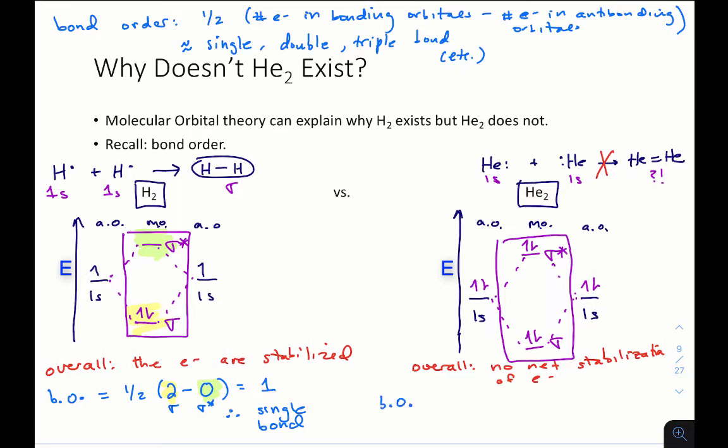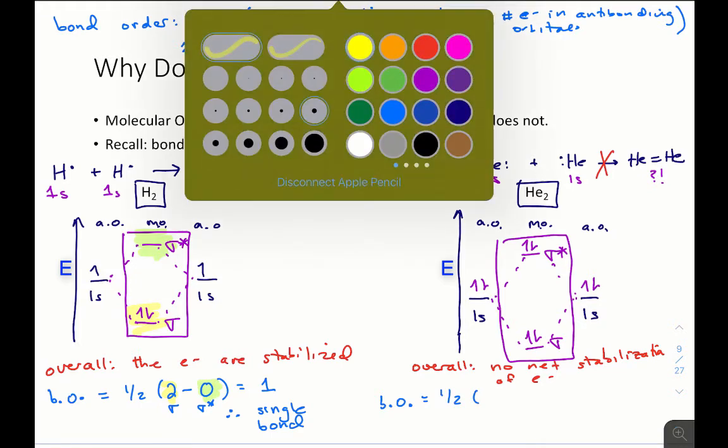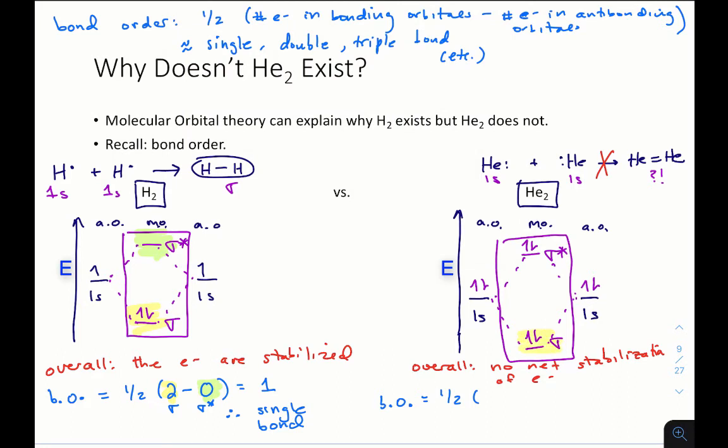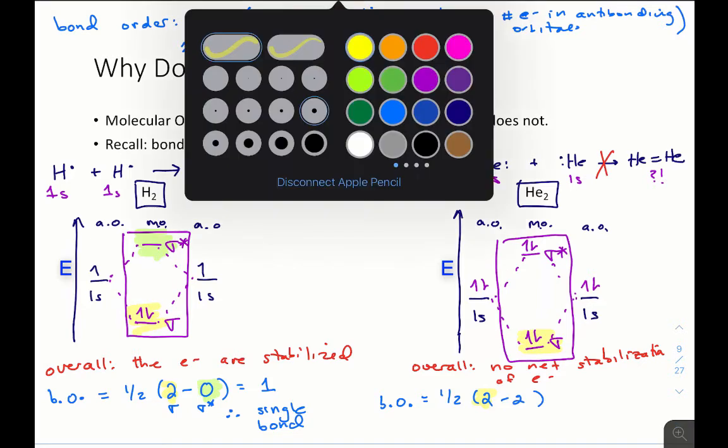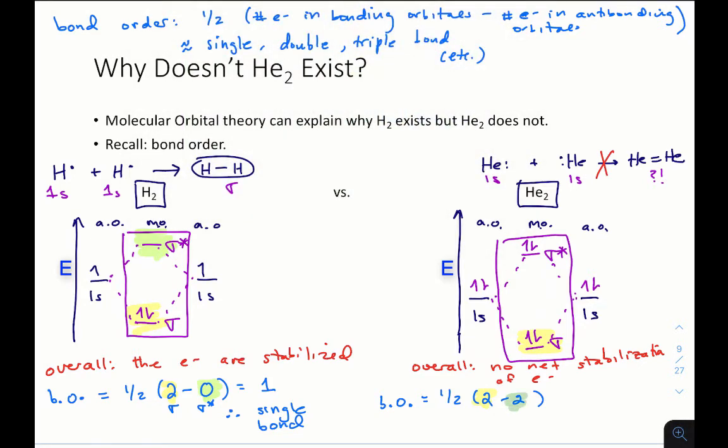However, for the helium molecule, the bond order again would be 1/2 the number of electrons in bonding orbitals. Those would be 2 electrons that occupy the sigma bonding orbital, minus the number of electrons in antibonding orbitals. There they are. There are 2 electrons in sigma star, 2 electrons in the antibonding orbital. Well, 1/2 of 2 minus 2, 1/2 of 0, is 0.